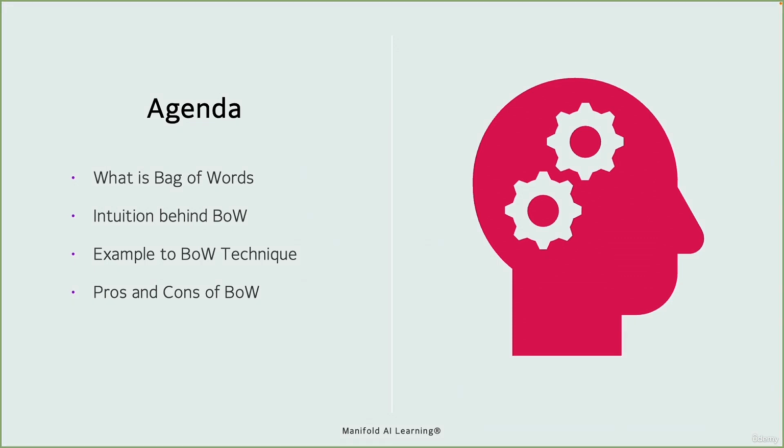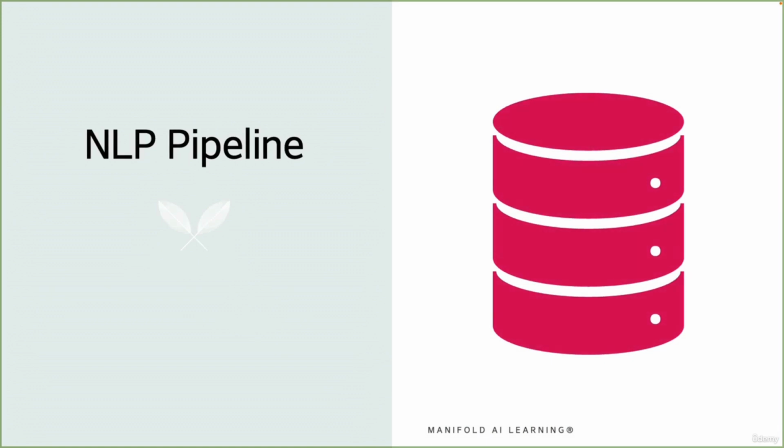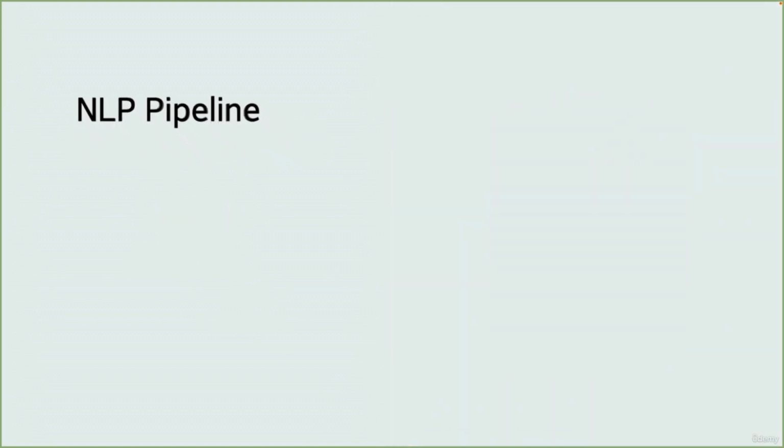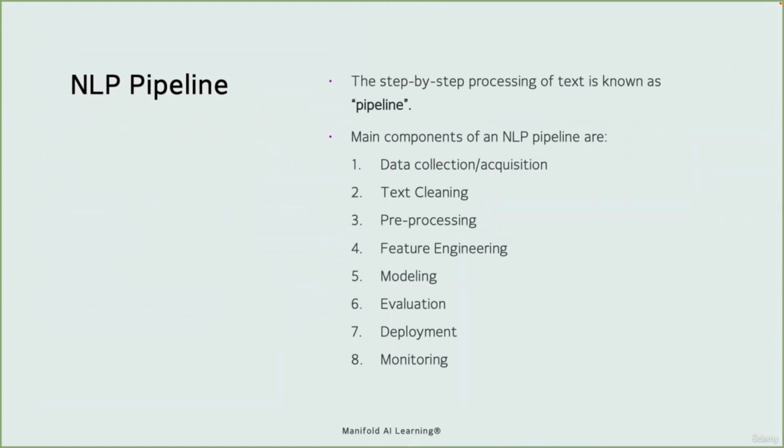So let's get started. Now, when we talk about the NLP pipeline, as you know already, the NLP pipeline is a step-by-step processing of the text data. Now, there are various components in this NLP pipeline. We've got data collection or acquisition, text cleaning, pre-processing, feature engineering, modeling, evaluation, deployment, and monitoring. Now, this part of feature extraction comes under the feature engineering technique.